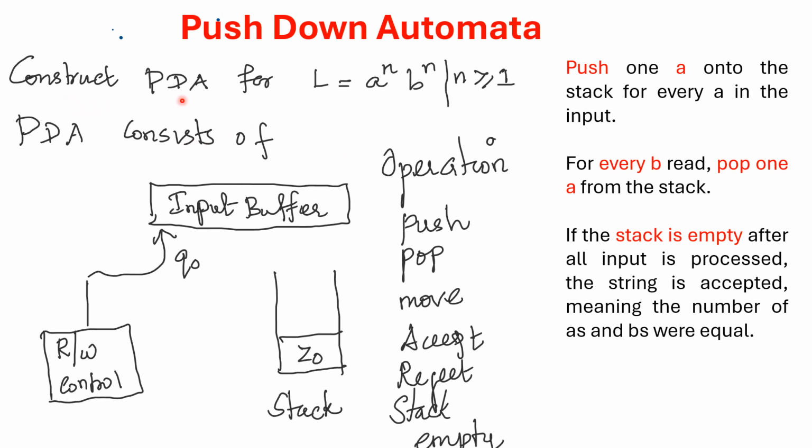Here we are going to see one problem. Construct the PDA for L equal to a power n, b power n, such that n is greater than or equal to 1. So this is the structure of a PDA.